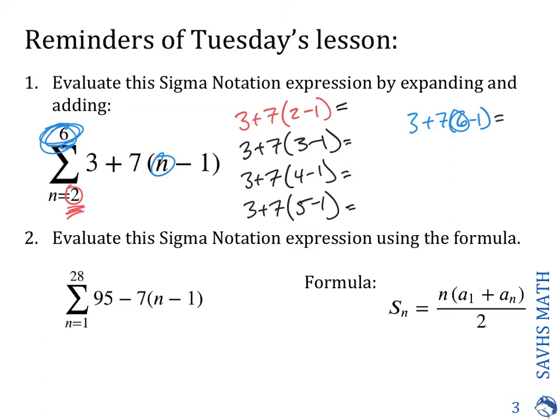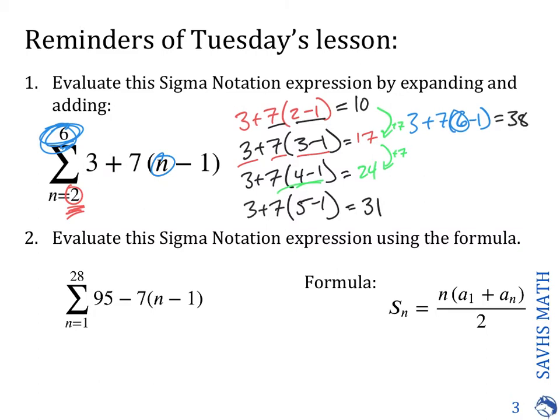So then I have to go through each of these, figure out what they're worth, and then add them together. So first do the 2 minus 1. 2 minus 1 is 1. 1 times 7 is 7. 7 plus 3 is 10. 3 minus 1 is 2. 2 times 7 is 14. 14 plus 3 is 17. 4 minus 1 is 3. 3 times 7 is 21. 21 plus 3 is 24. We can see now that the rule here is add 7. And so then I can conclude that my answers will be 31 and 38 here.